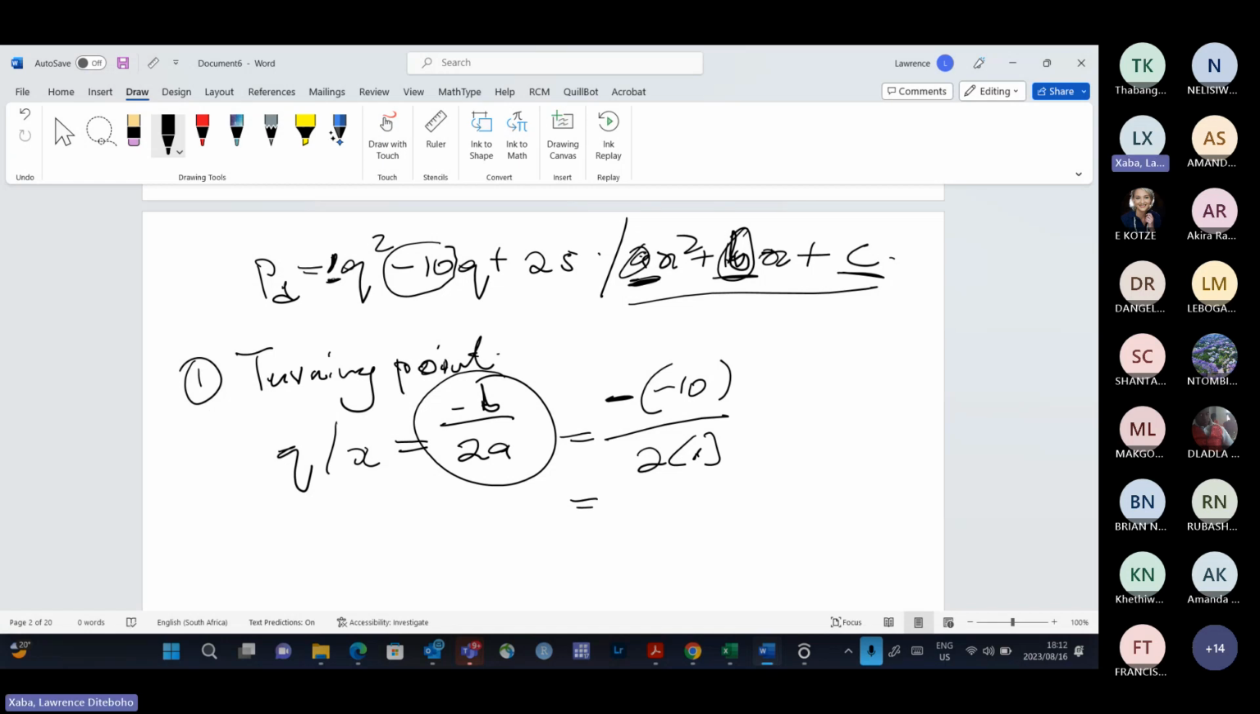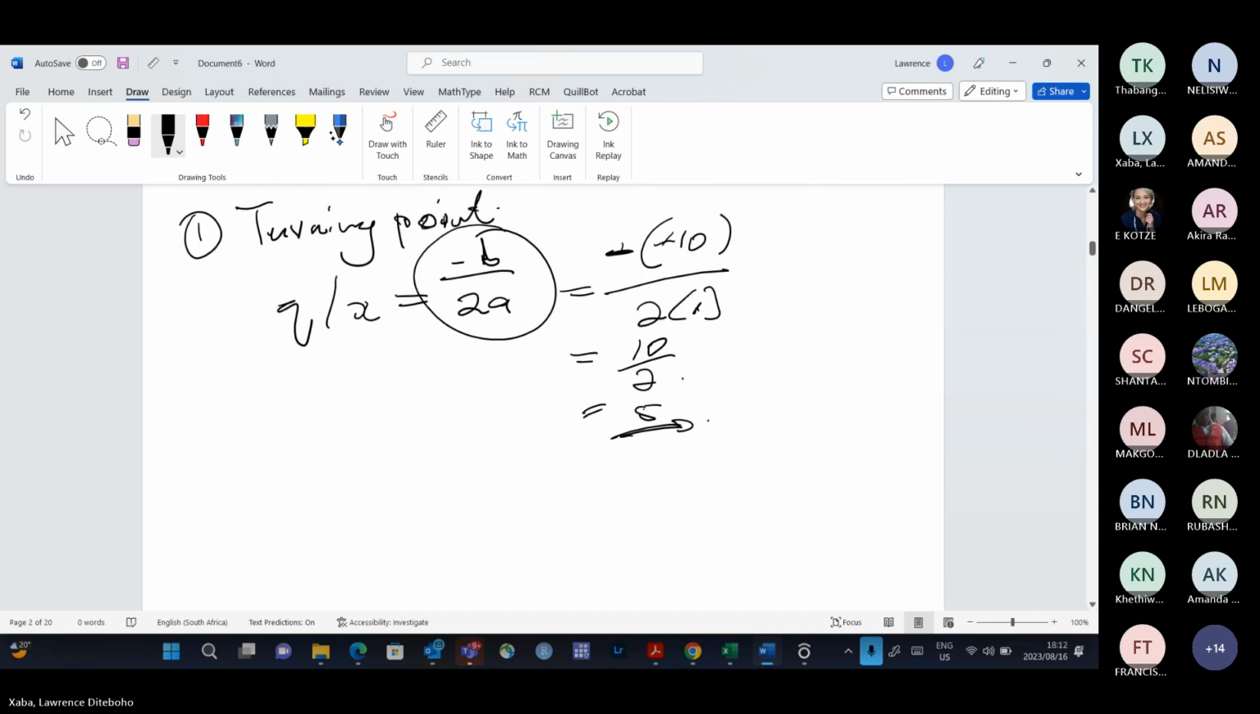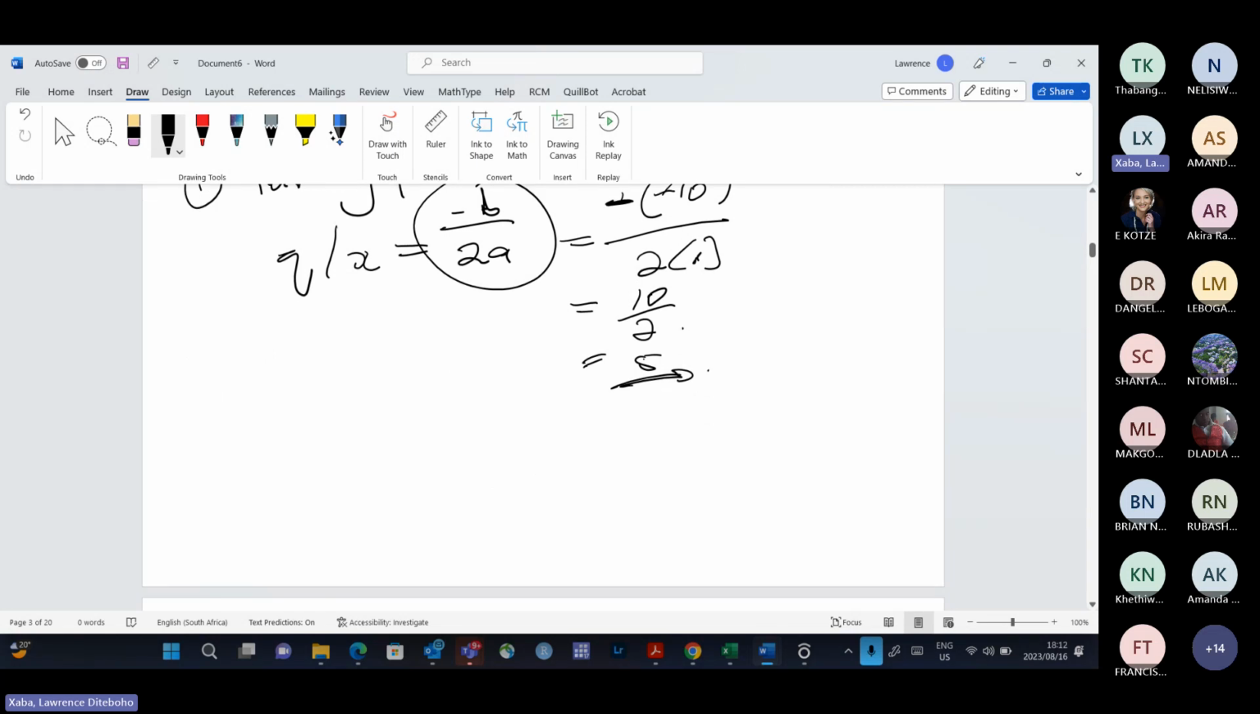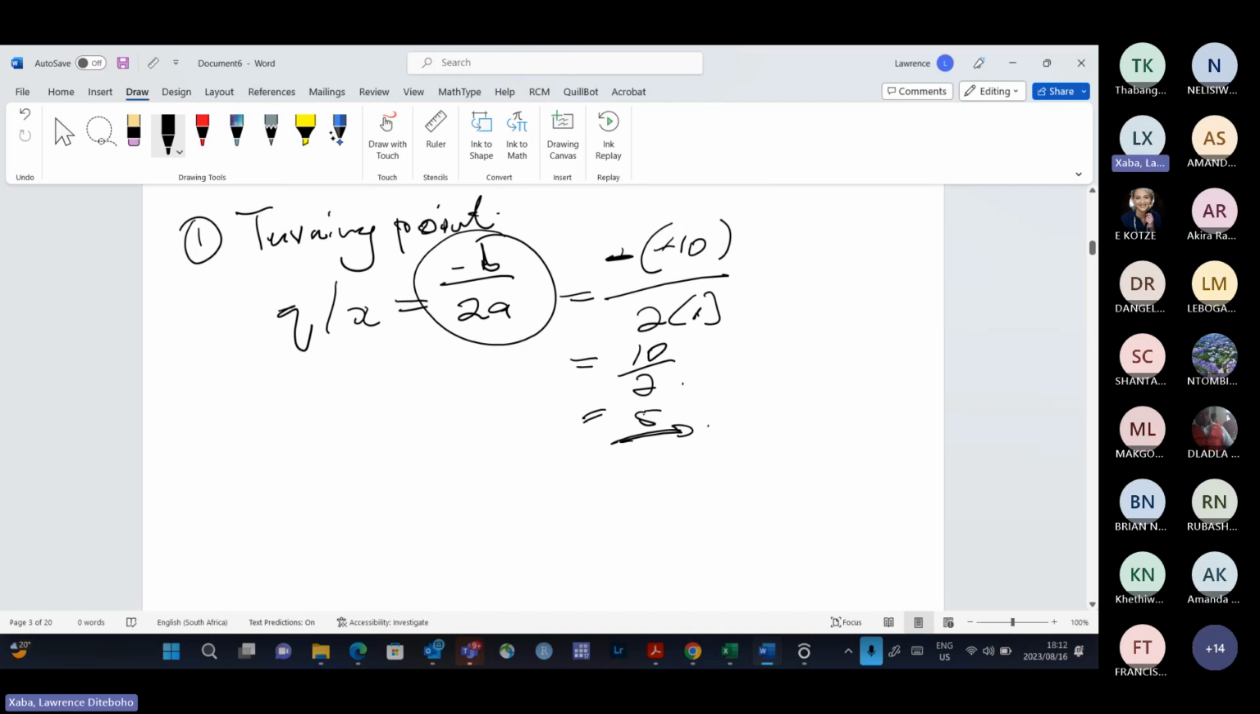So as we multiply here, they will cancel each other. We have 10 divided by 2, then our answer is 5. So we have 5 there as our turning point from the Q side. Then let's talk about 2, the discriminant.